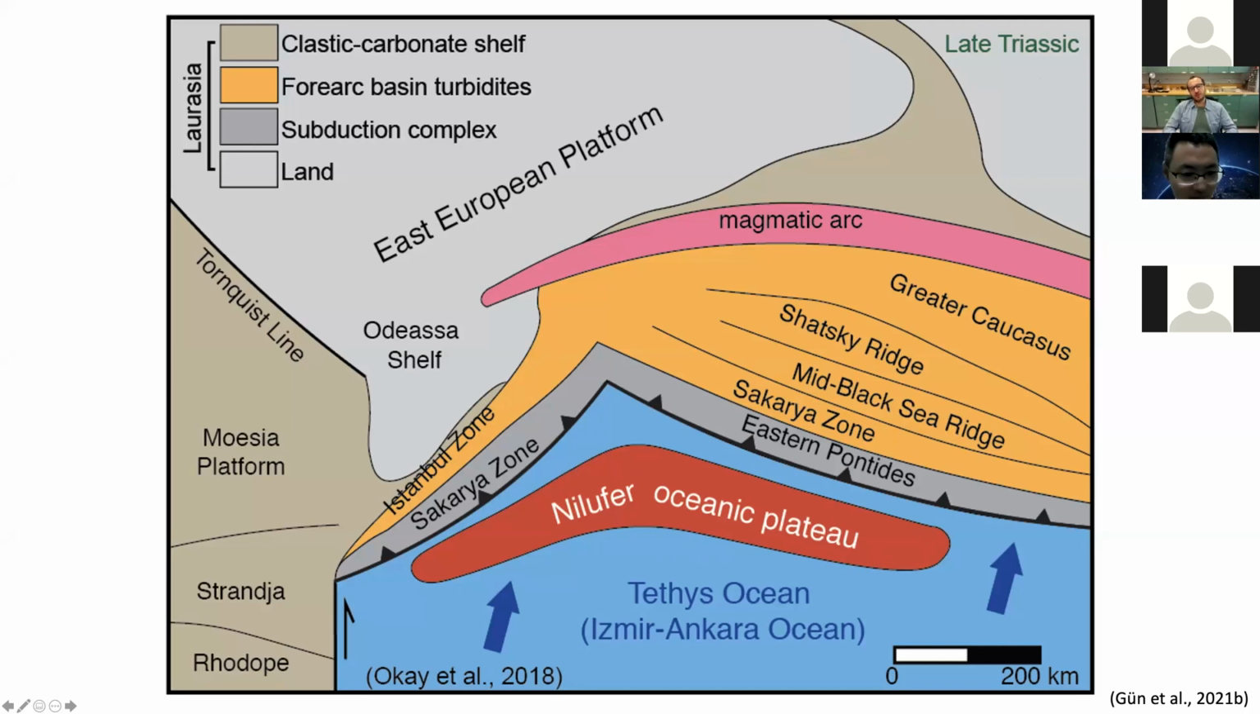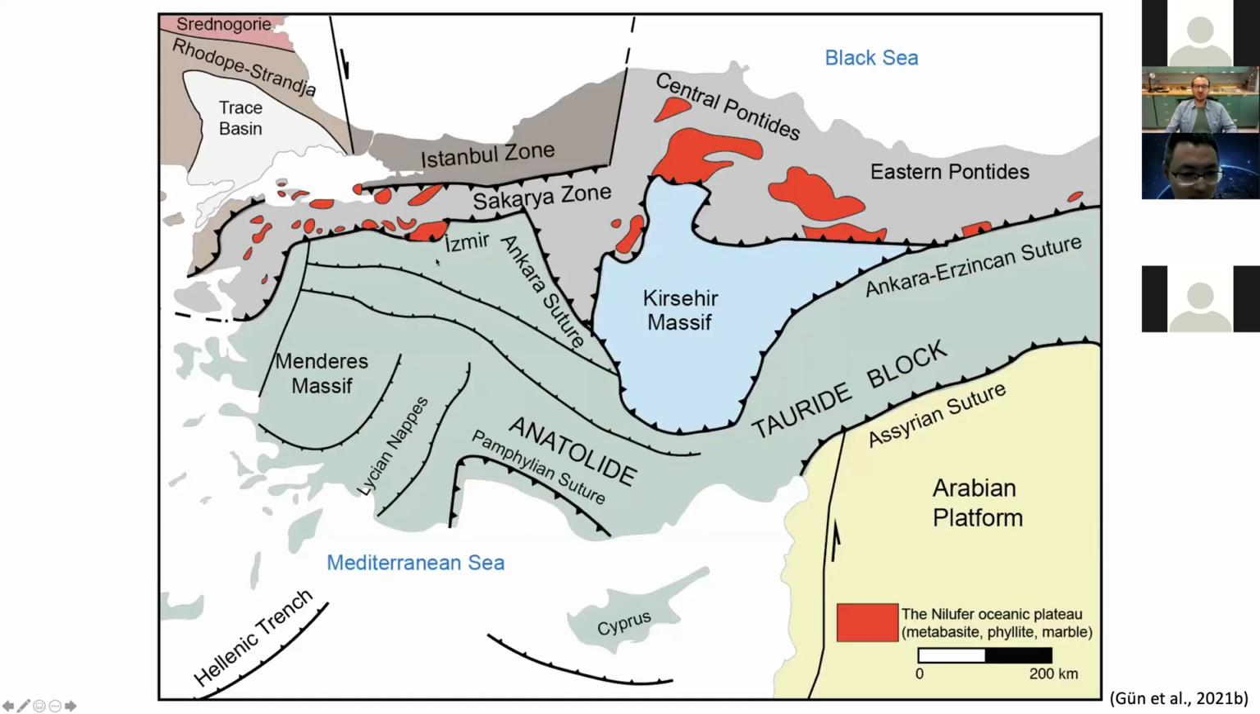So this is the current map of this region. This is from Turkey. Actually, I'm from Turkey originally. So you see these are outcrops of the accreted Nilüfer Oceanic Plateau along this Laurasia margin of the suture zone. According to their later work, they suggest that this Nilüfer Oceanic Plateau collides and accretes partly to the overriding plate, but it didn't stop the subduction zone process.